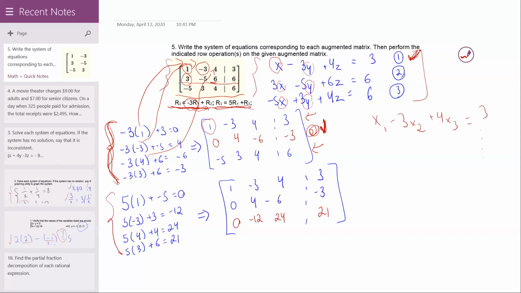And here's my work that I would like to see when I grade your work. So 5 times 1 plus -5 is 0. 5 times -3 plus 3 equals -12. 5 times 4 plus 4 equals 24. And 5 times 3 plus 6 equals 21. And again, the 1, -3, 4, and 3 is coming from this row, and then row 3, the -5, 3, 4, and 6 is coming from this row. And this is all this problem asked us to do.